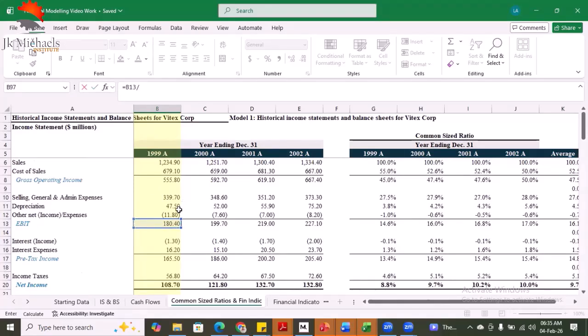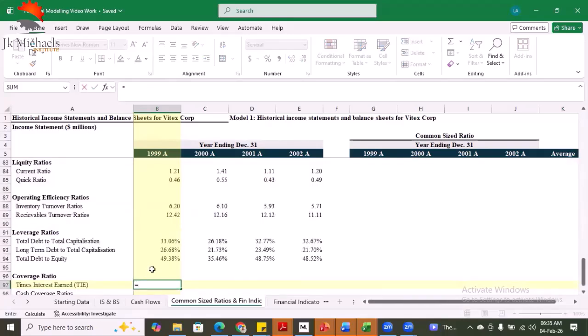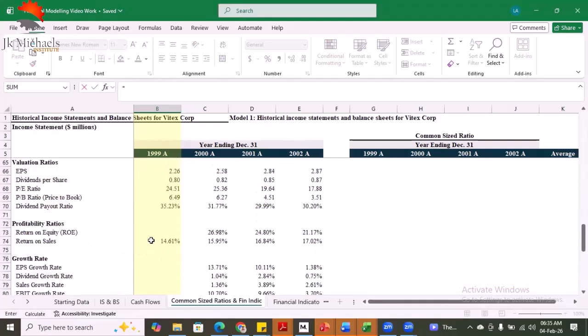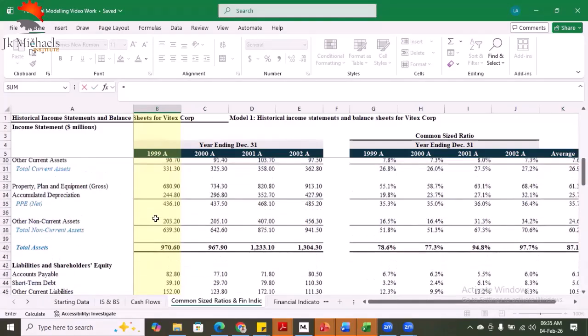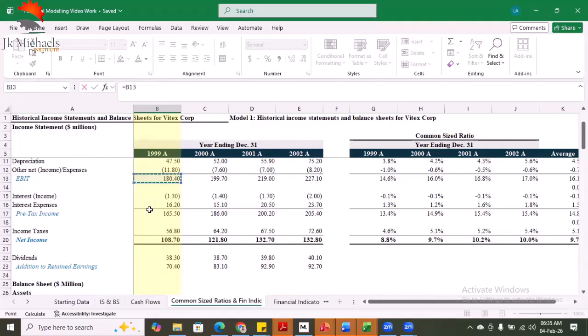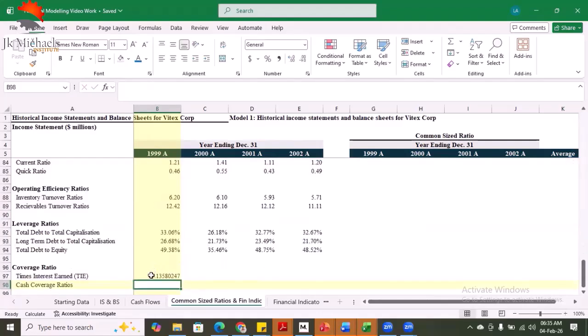Let's see what our interest expense is. Interest expense is 11. And then what we have is other net income. I'm sorry. Interest expense. We have EBIT divided by interest expense. So let's take our EBIT value, which is 180, and then we divide it by interest expense, which is 16. Okay, so we have that interest expense. Okay, so this is good.